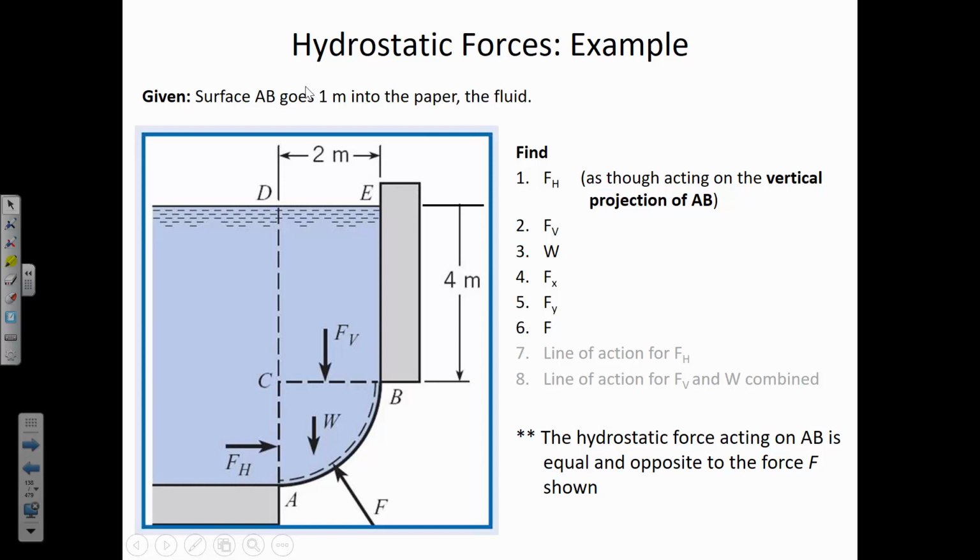So the horizontal forces end up being 98,100 newtons. Those are the horizontal forces acting on the curved gate, but we calculated them by envisioning the vertical projection of that curved surface. All right. Now, F sub V and the weight, those we're just going to, yeah, go ahead.